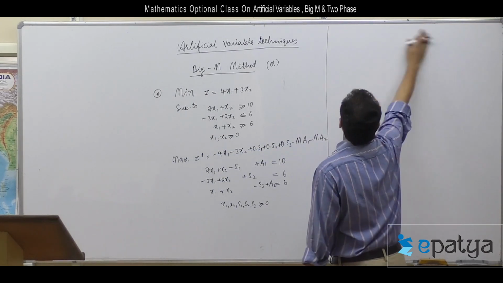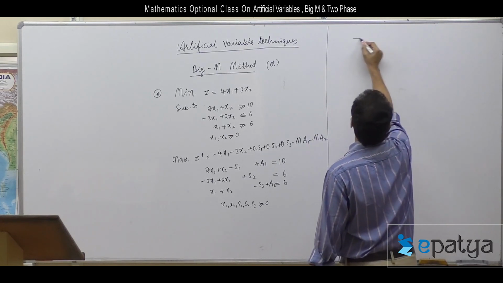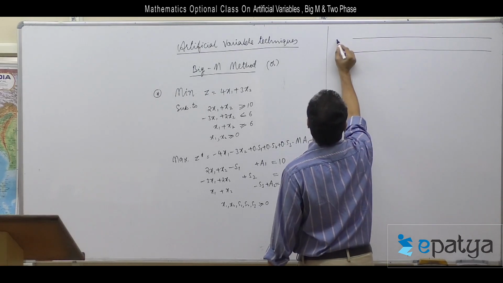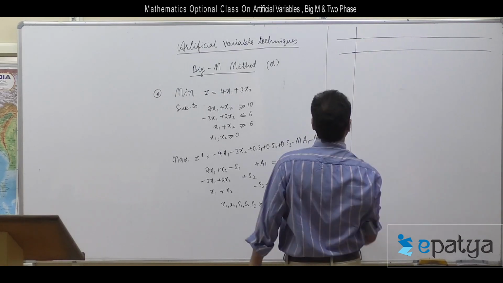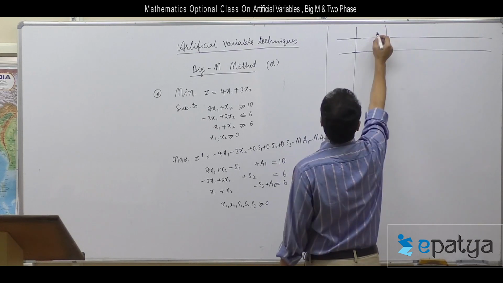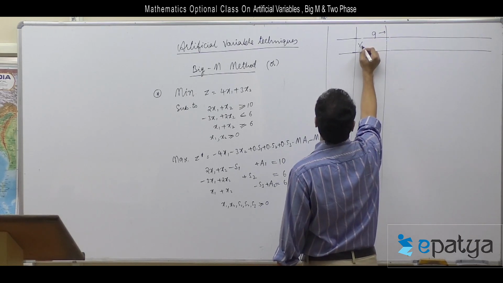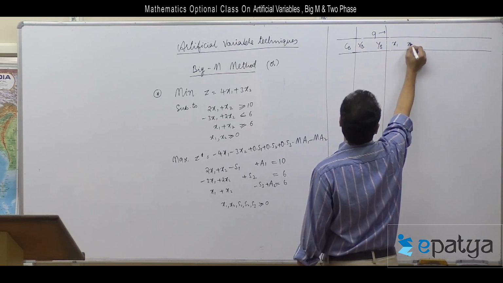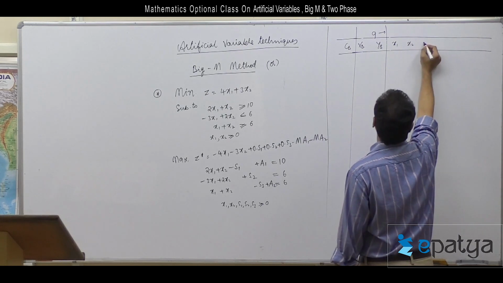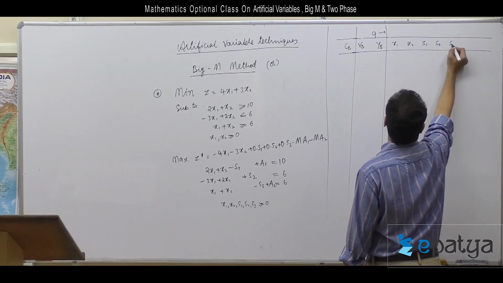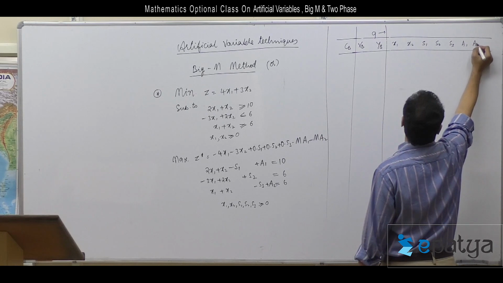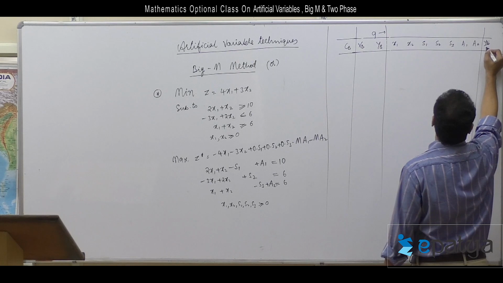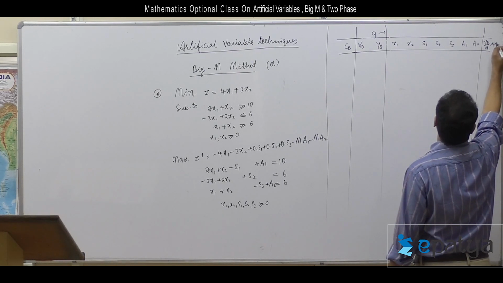Form the simplex table. There are more variables, therefore take a bigger table. Cj, Xb, Yb, Cb, X1, X2, S1, S2, S3, A1, A2. This is Yb by Xj, Xj greater than 0.